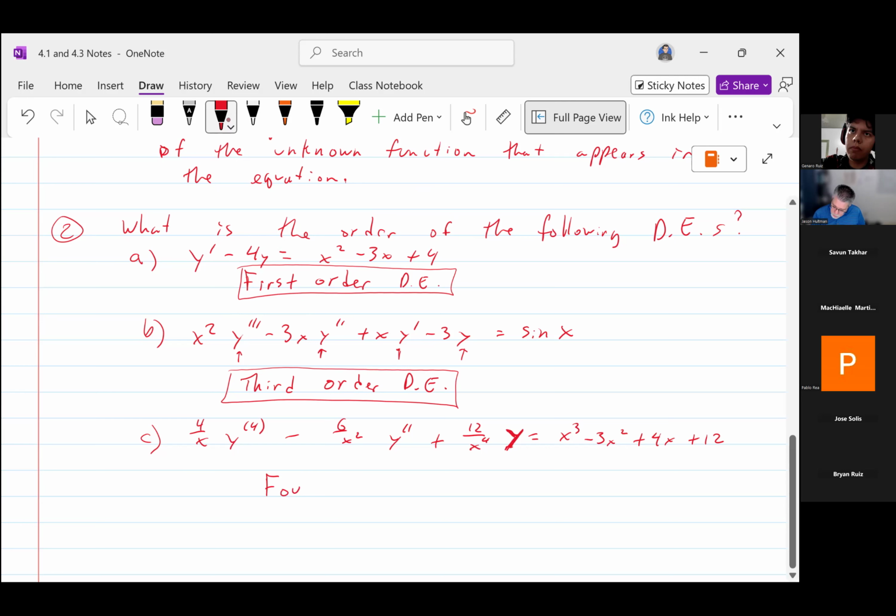This is a fourth order differential equation. Or we could call it order 4. A differential equation of order 4, or fourth order differential equation.